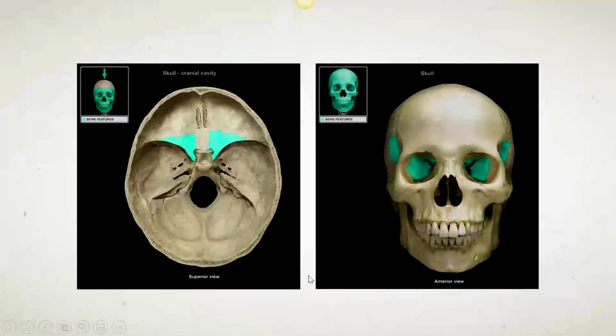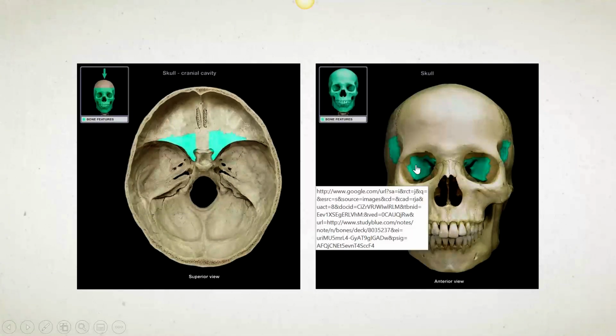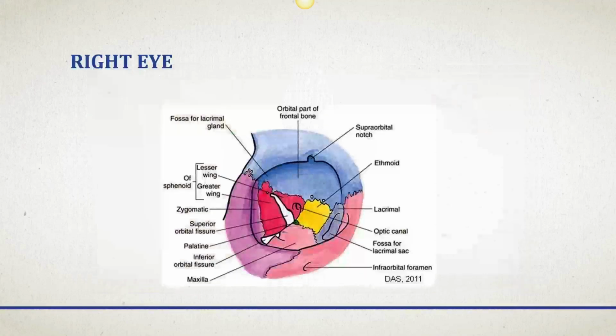So looking inside of the eye, here you can see the greater wing highlighted, and the greater wing goes all the way to the outside of the skull. The lesser wing is this region right up here, so this narrow region here. So this is the lesser wing, and then this and this is part of the greater wing of the sphenoid bone. So looking into the right eye, you can see the different regions and the different bones that make up the eye socket.